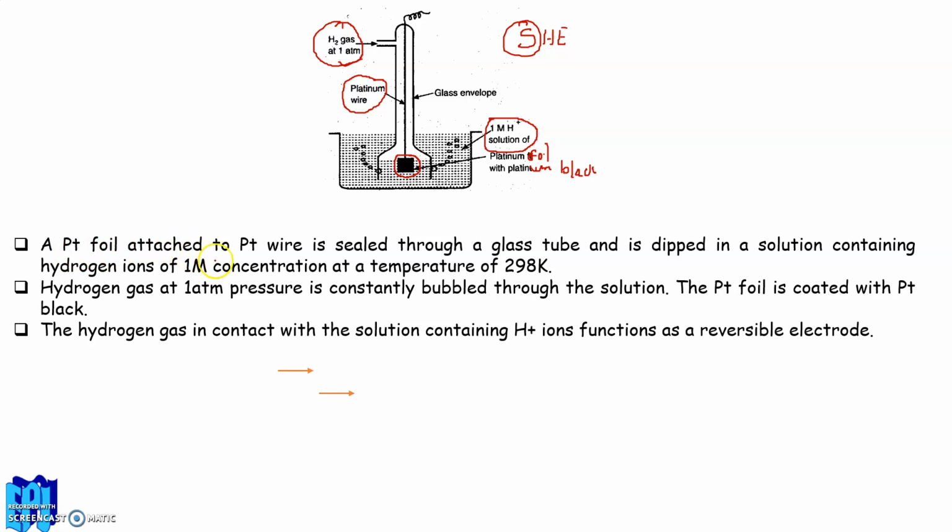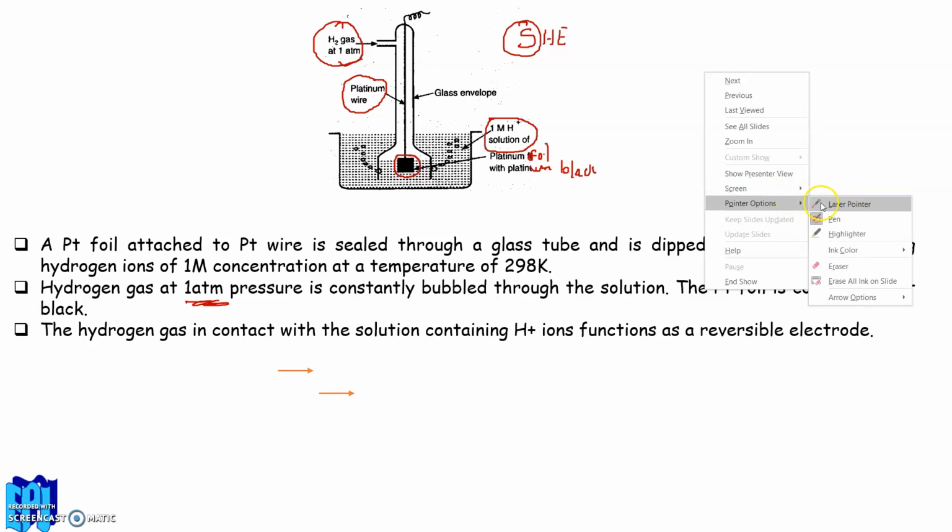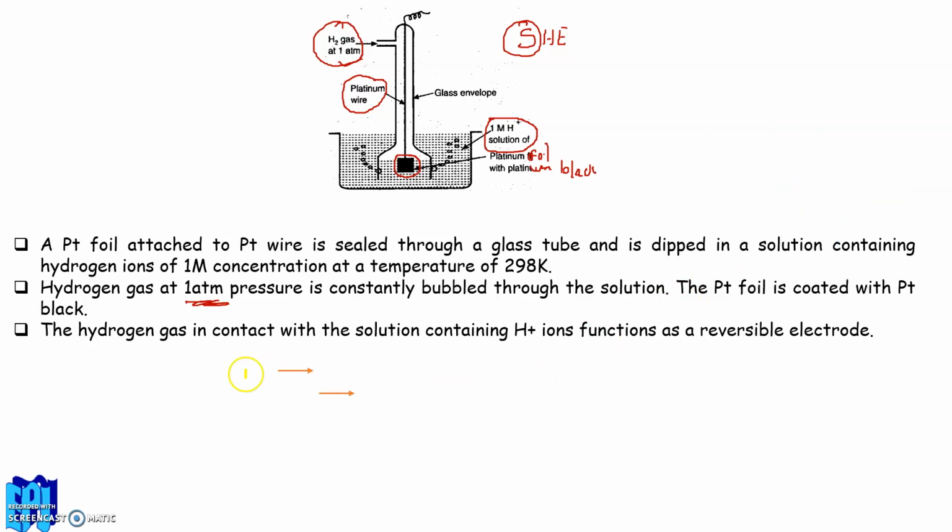A platinum foil attached to a platinum wire is sealed through a glass tube and dipped in a solution containing hydrogen ions of 1 molar concentration at a temperature of 298 Kelvin, and hydrogen gas at 1 atm pressure, note it down, the pressure should be 1 atm, is constantly bubbled through the solution. The platinum foil is coated with platinum black. The electrode is in contact with the solution containing H plus ions and functions as a reversible electrode. Let us discuss the equations.